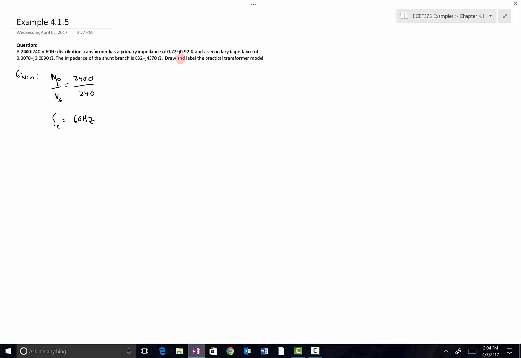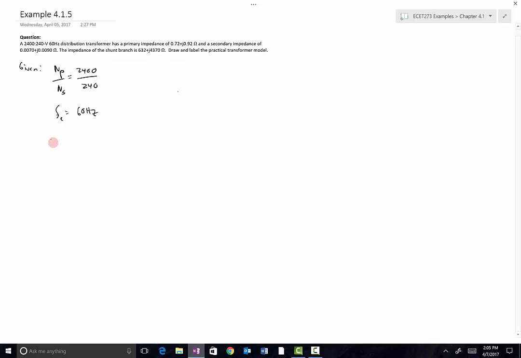But now we get into the actual parameters that modify the ideal transformer. The first are related to the primary, the series branch of the primary. There are two: the primary resistance and the primary leakage reactance. The symbol for the primary resistance is R1, and it was given to us as 0.72 ohms. The primary leakage reactance has the symbol XL1, and that's j0.92 ohms. A lot of times those are combined together into ZP, the primary impedance.